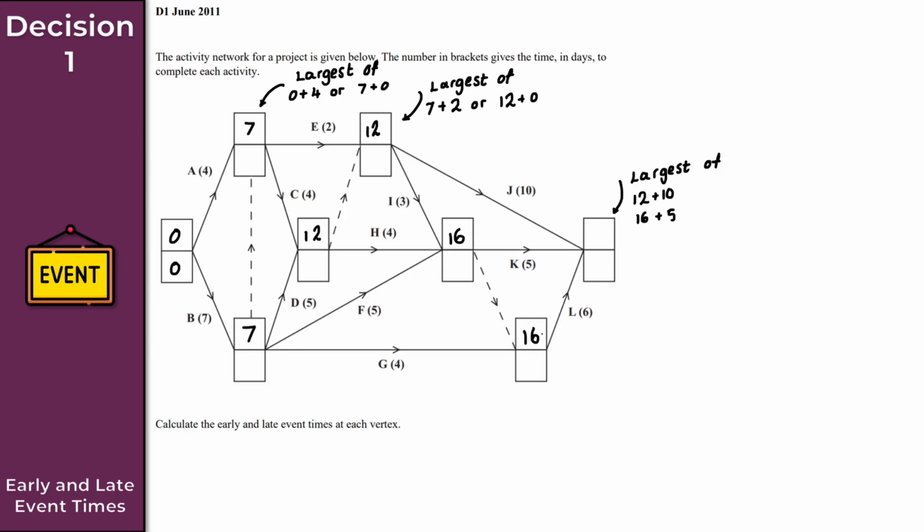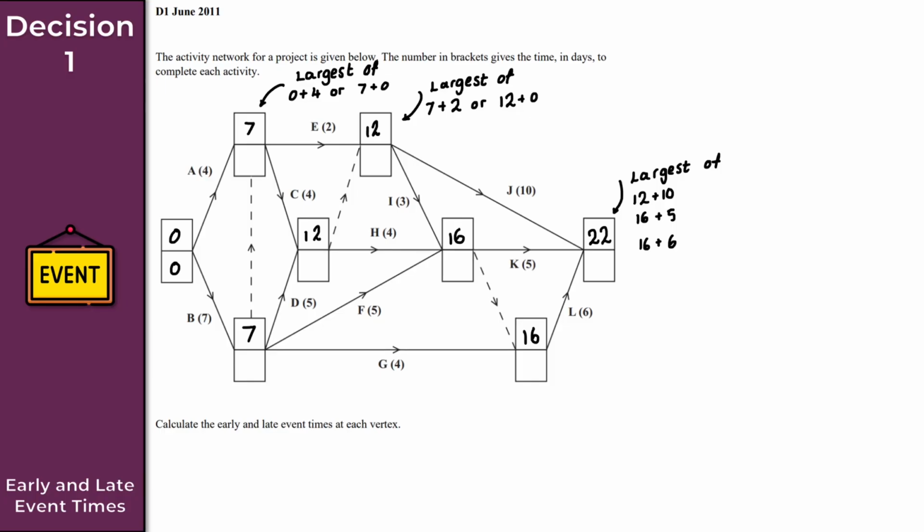And then also 16 plus 6 here. 16 plus 6 there. 12 plus 10 is 22. 16 plus 5 is 21. 16 plus 6 also gives us 22. So clearly then, my early event time here is just simply 22. Perfect. So what we've done there then is completed the forward pass.